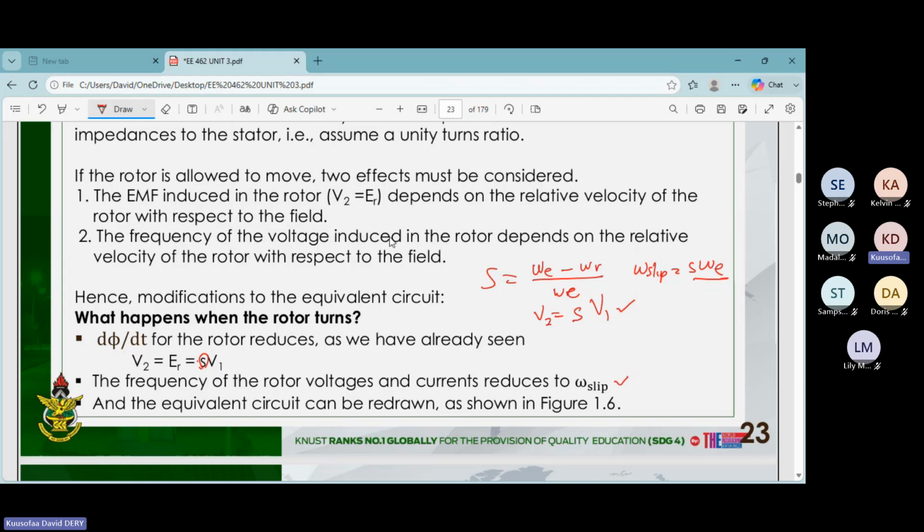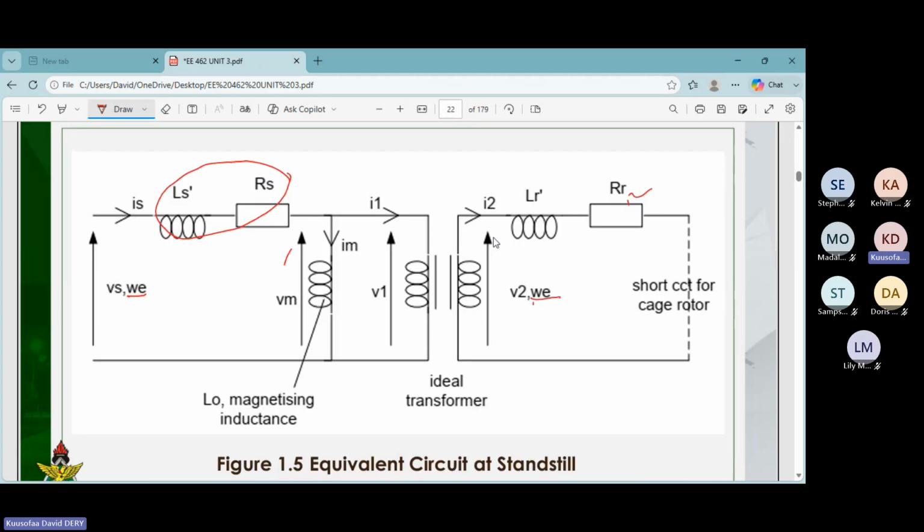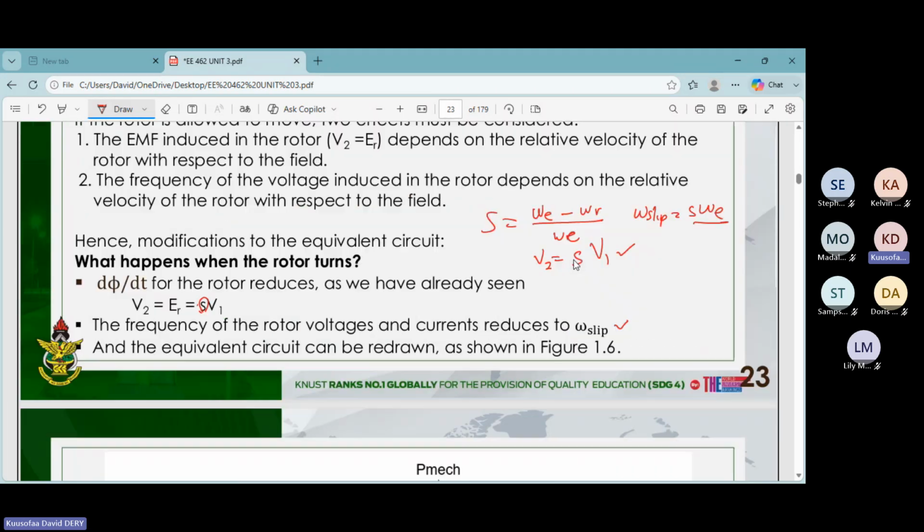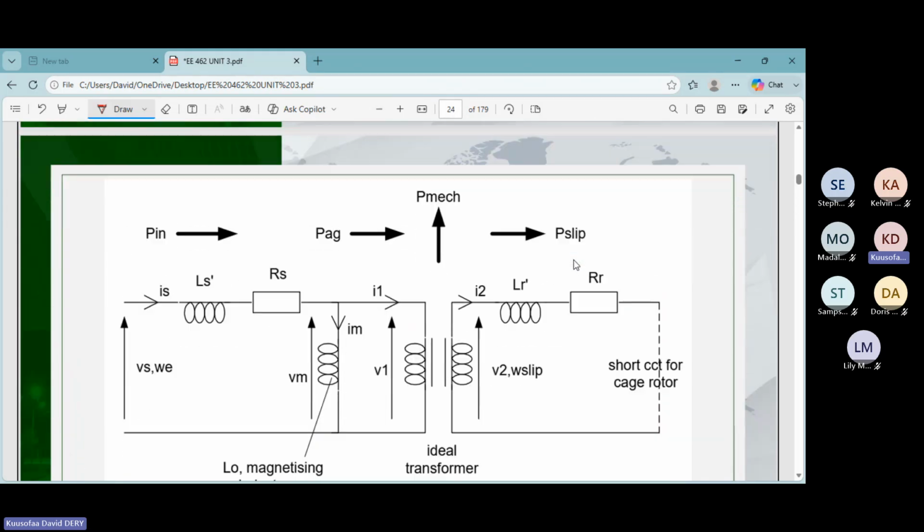Before we move on, if we make the modification, we know that right now it is sω_e, which is different from the one here. So the reactance of this inductance will be multiplied by s, giving X2 prime. And this V2 now becomes sV1, right? This is rotational, so we want to make it stationary so that the frequency on the primary, the stator side, will be the same as the rotor side. That is the next thing we will be looking at.